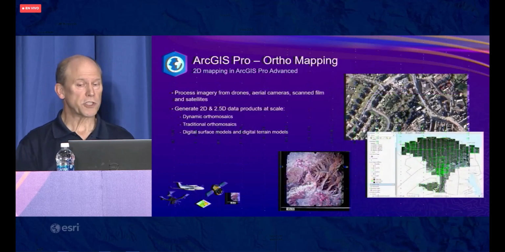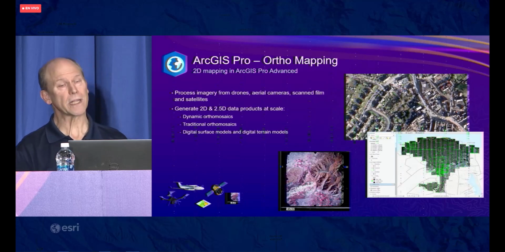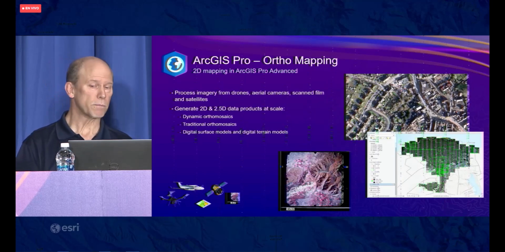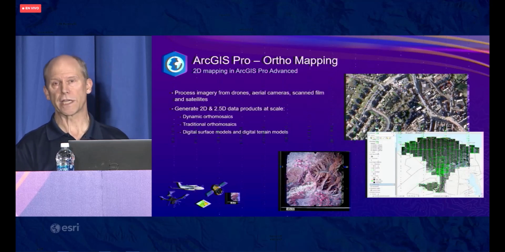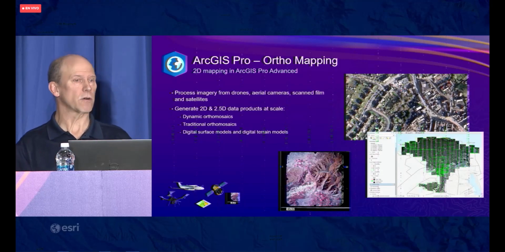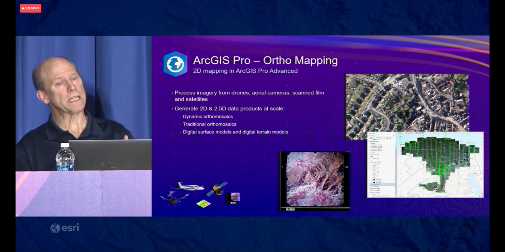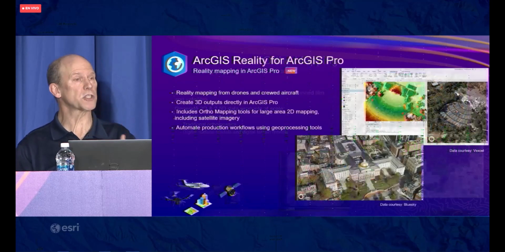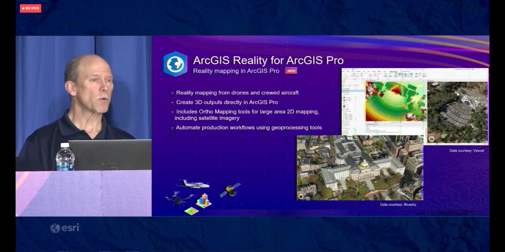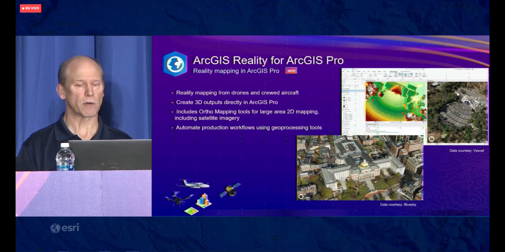For users with ArcGIS Pro that need to generate orthos or extract DEMs from aerial cameras, including historical scanned film, or from satellite data, the advanced license of ArcGIS Pro includes ortho mapping with an easy-to-use workflow in the ribbon interface. Improvements this year have focused on the aerial triangulation engine in Pro, where the development team has improved both performance and accuracy, and this benefits the 2D ortho mapping as well as supporting the launch of the new products. So if you do want to use Pro to create 3D data products, we've launched ArcGIS Reality for ArcGIS Pro.